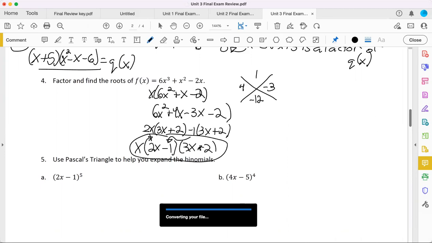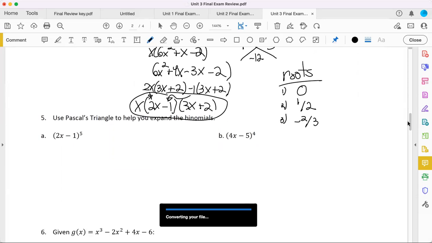Then if you set each of these equal to 0 and solve, you'll have these roots respectively 0, 1/2, and -2/3. Let's count them: 3, which makes sense because it's a degree 3 polynomial. So it just makes sense. You would have 1, 2, 3 roots. Capiche?